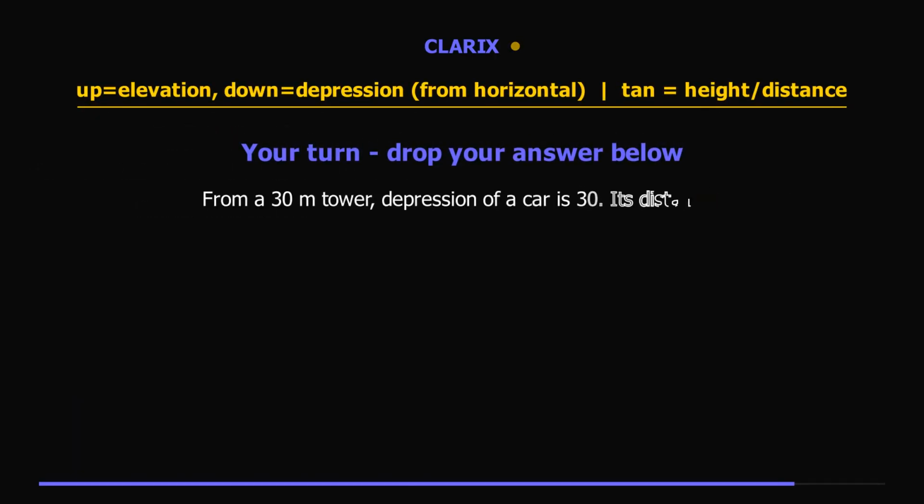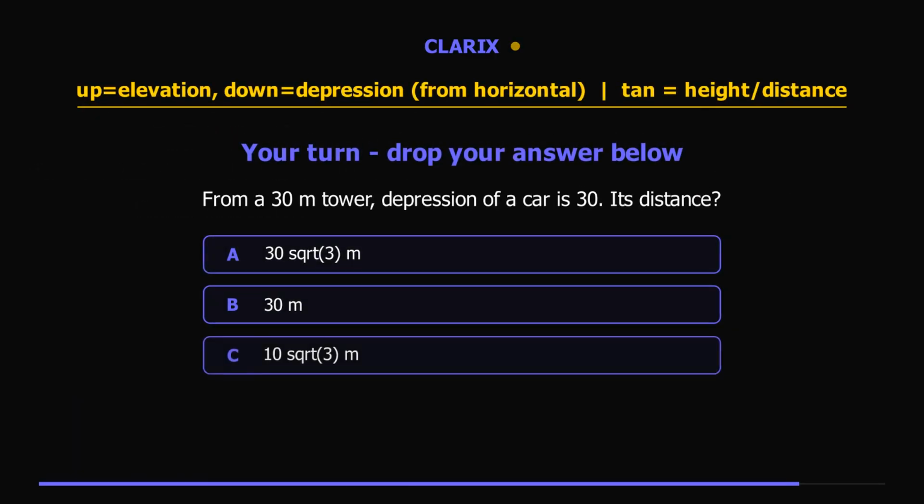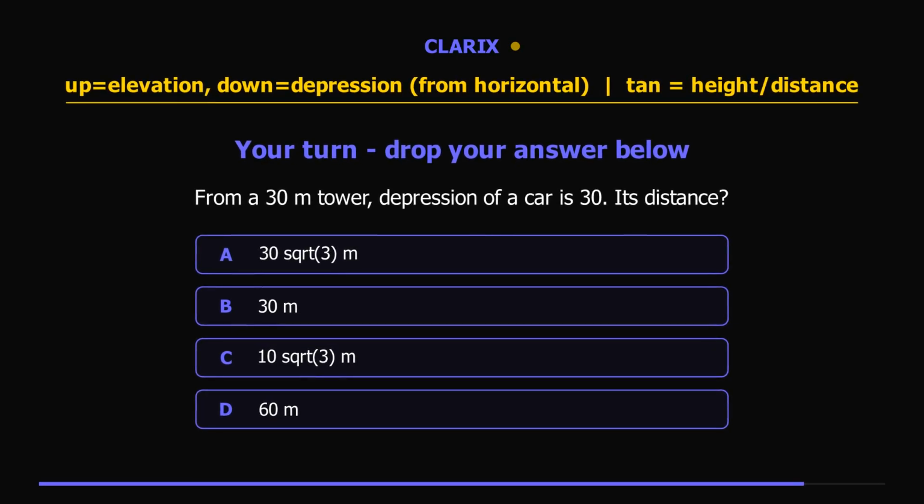Line of sight from the eye. Elevation when you look up, depression when you look down, both from the horizontal. Depression equals elevation by alternate angles. Then the recipe. Draw the triangle, choose tan, sin, or cos, solve, and add the observer's height if there is one.